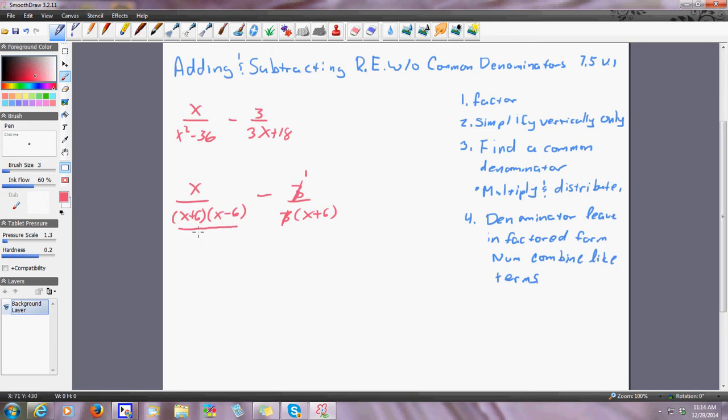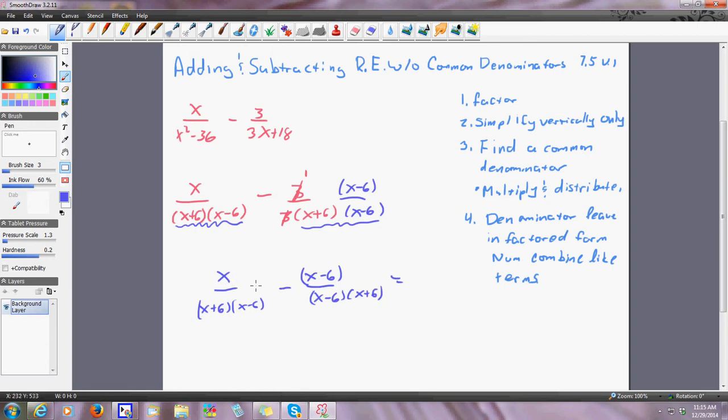Well, this denominator has (x + 6) and (x - 6). And then this denominator just has (x + 6). So this side needs to have an (x - 6). And now you can see my two denominators are the same. So I get x over (x + 6)(x - 6) minus (x - 6), the quantity, over (x - 6)(x + 6). Which means my final answer is going to be, and now you have to be careful, it's going to be x minus x, which is 0, minus a negative 6, which becomes a positive 6, over (x - 6)(x + 6).